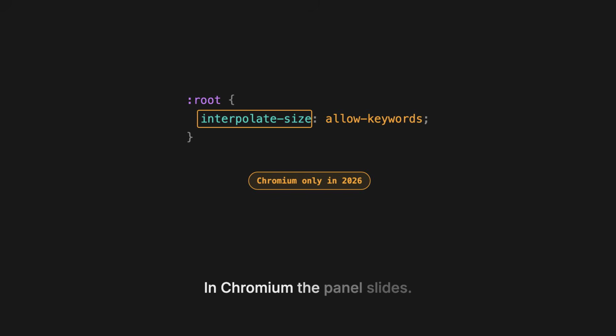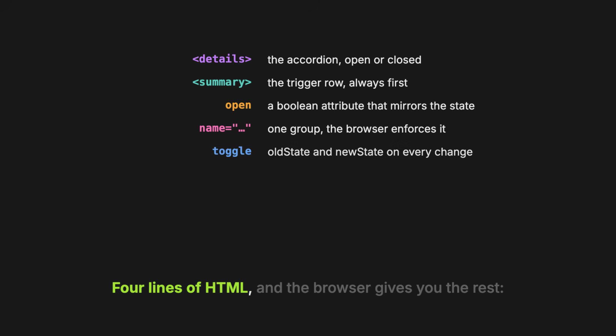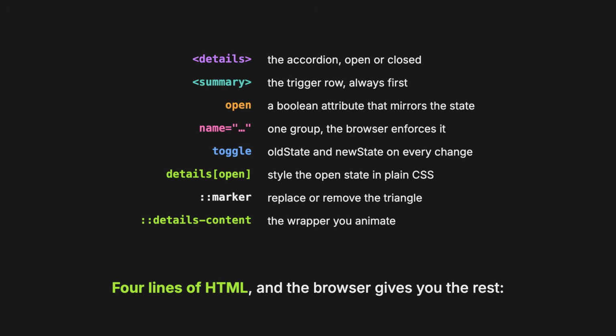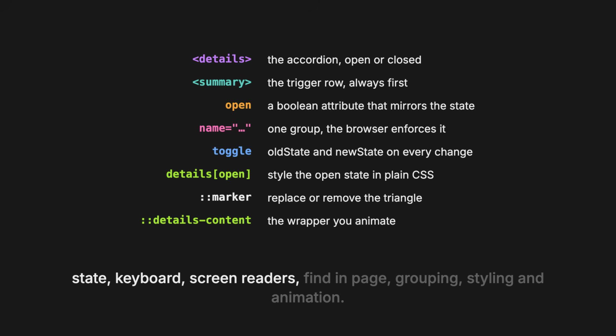In Chromium, the panel slides. Elsewhere, it still jumps, and that's fine. The accordion opens and closes either way. 4 lines of HTML, and the browser gives you the rest: state, keyboard, screen readers, find in page, grouping, styling, and animation.